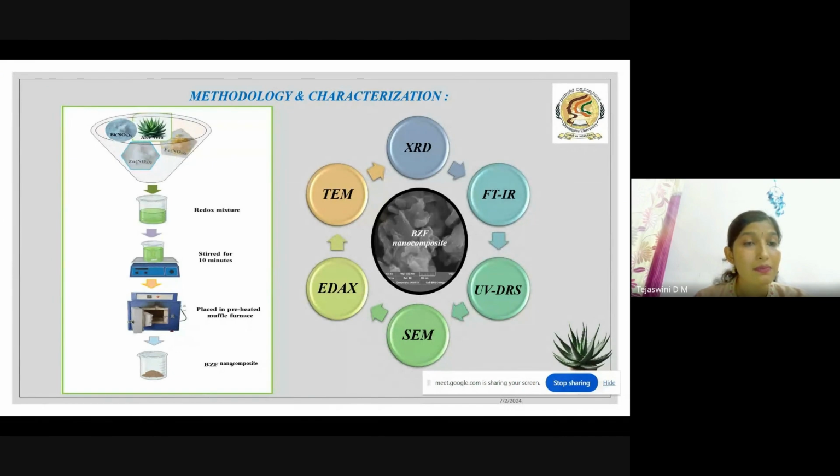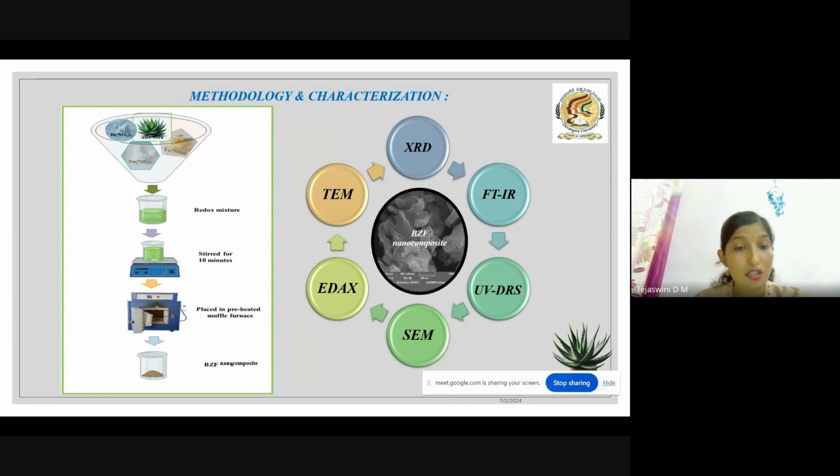Here, the bismuth zinc nanoferrites were synthesized by the solution combustion method, which includes stoichiometric quantities of bismuth nitrate, zinc nitrate, and ferric nitrate as oxidizers and aloe vera extract as the reducer. We take them in stoichiometric quantity, and a redox mixture is formed. Next, the redox mixture is stirred for 10 minutes under a magnetic stirrer, and the obtained homogeneous mixture is placed in a preheated muffle furnace at 530 degrees centigrade for 3 hours.